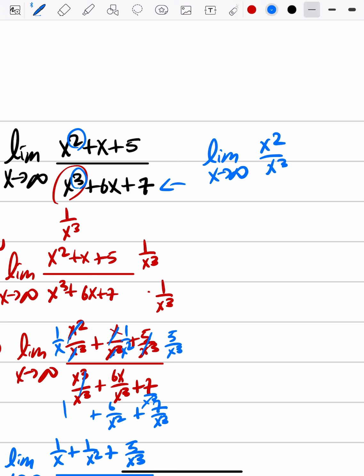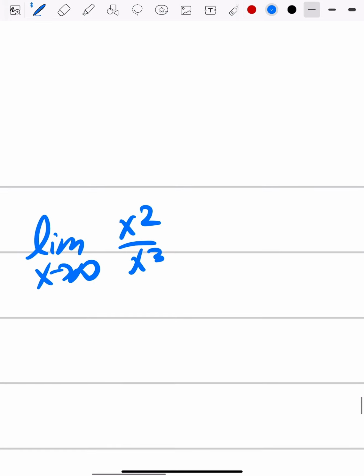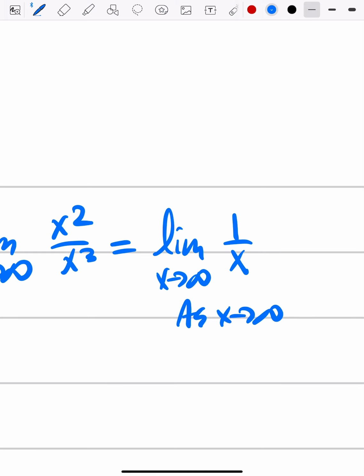So as x is going towards infinity, x to the power of 3 and x to the power of 2 will make the overall shape of the function. So we can just do this. This is what the function will similarly look like as it approaches infinity. From very far away, if you look at the function, it will pretty much look like this function. So if we cancel it out, we get the limit as x approaches infinity of 1 over x, and as x approaches infinity, it's going to be 0.